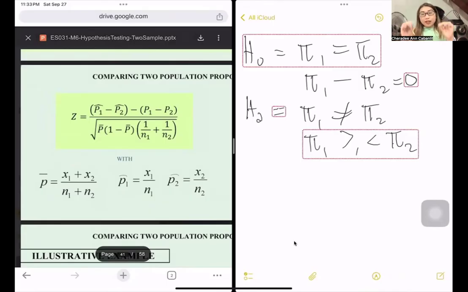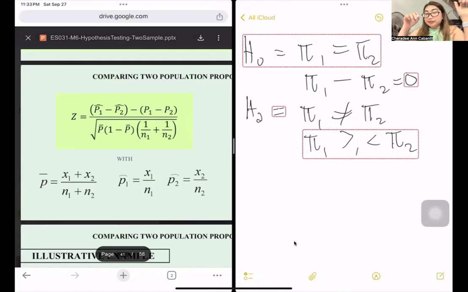Those are what I gave: 99%, 90%, 95%, 1.28, 1.645, one tail, two tail. It's still the same. The only difference is the computation for the computed value, which is through the formula: p-hat1 minus p-hat2, minus the given difference, usually 0 if no mean difference is given, over the square root of p-bar, which is x1 plus x2 over n1 plus n2. So you still need to compute p-bar in this case.